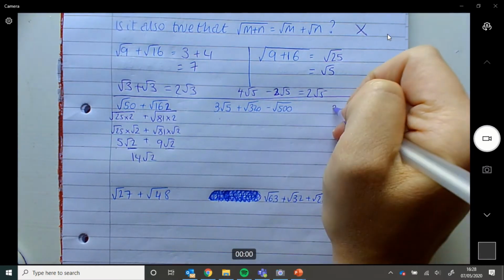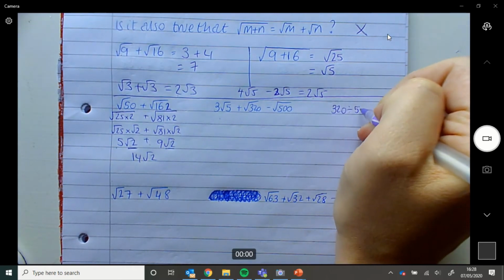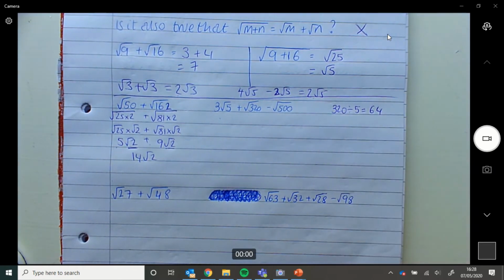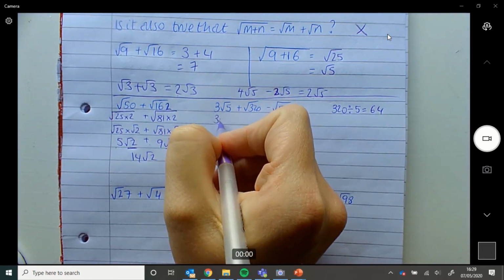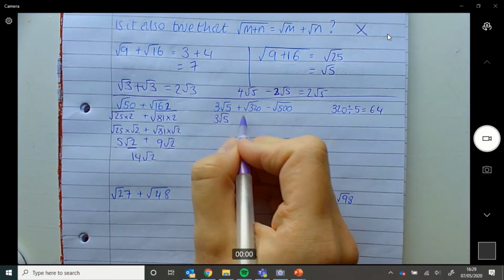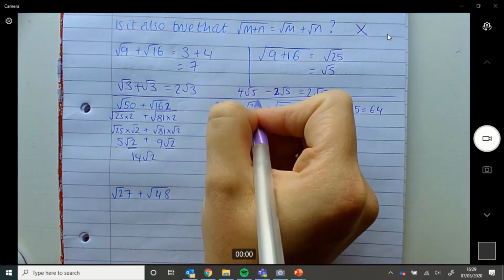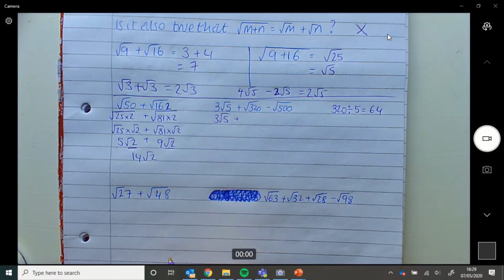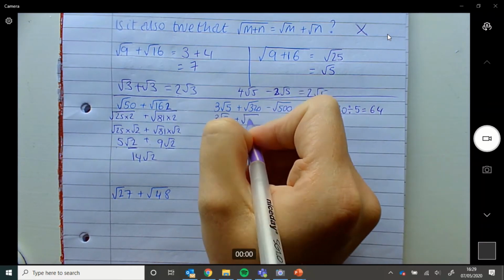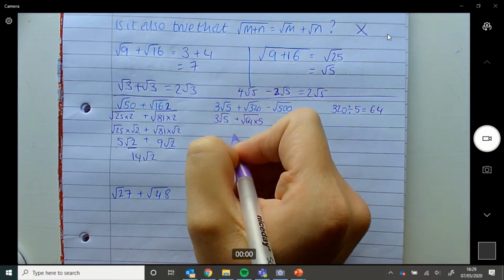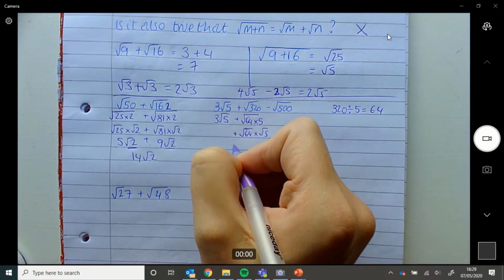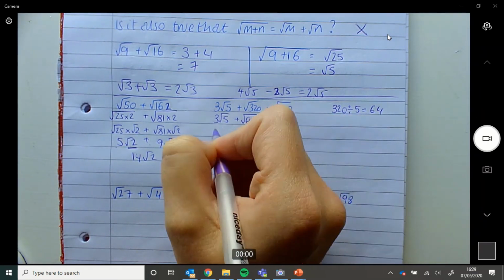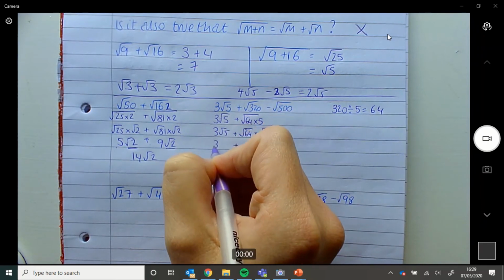If I do 320 divided by 5, I get 64. 64 is a square number, it's 8 squared, so I know that this 3 root 5 has given me a good indication as to what to separate this into. Again, I'm going to work downwards for root 320. So I've got root 64 times 5, which is root 64 times root 5, which is 8 root 5. I've still got that 3 root 5 that I had all the way throughout.